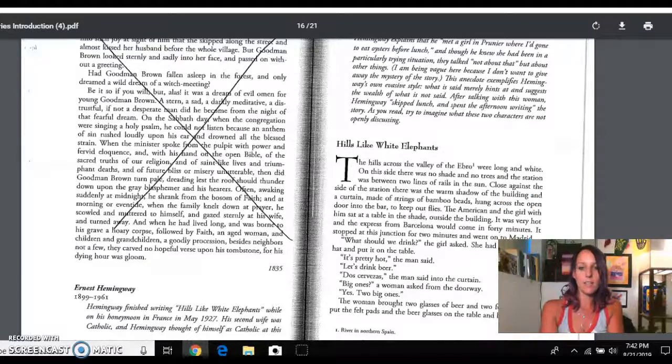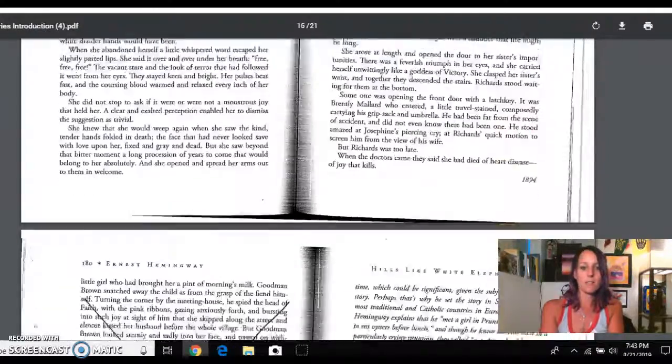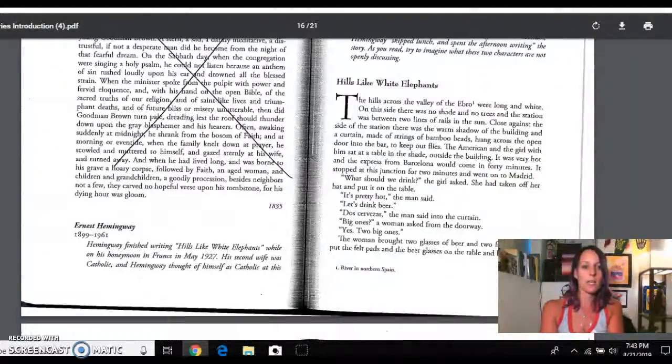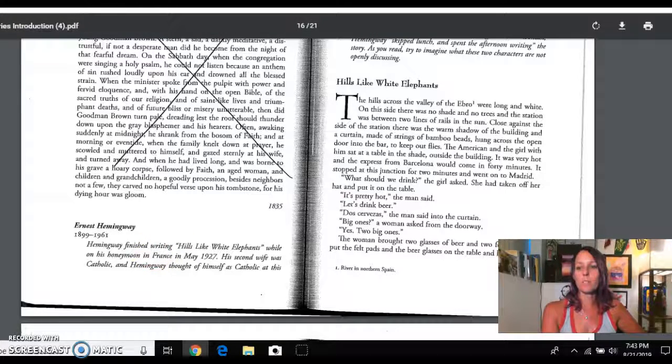I scrolled down already. So Hills Like White Elephants is right after Kate Chopin's Story of an Hour, and so it's pretty easy to find if you just keep going. So the last story that you read was Amy Tan's Fish Cheeks, written in 1987, still applicable today. And now we're moving to Ernest Hemingway. His time frame is here. It's 1899 to 1961. And this particular story was written in May of 1927.